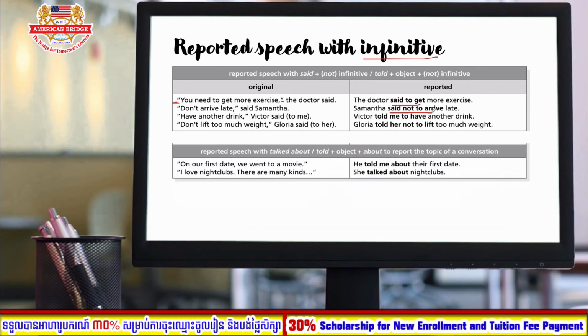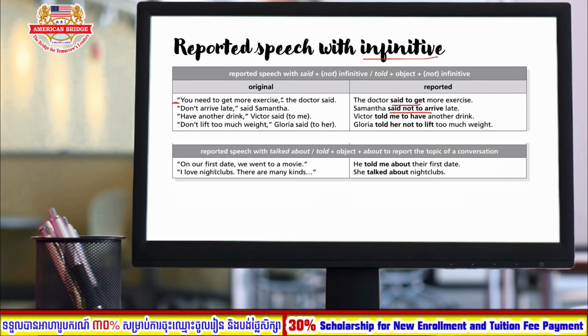Another structure that you can use to report the whole story or the theme of the topic is talk about, or told plus object plus about, to report the topic of the conversation. Here, don't be confused, everyone. The topic of the conversation is the main idea. We are not going to report everything word for word, but we just report the main idea of the speech only.